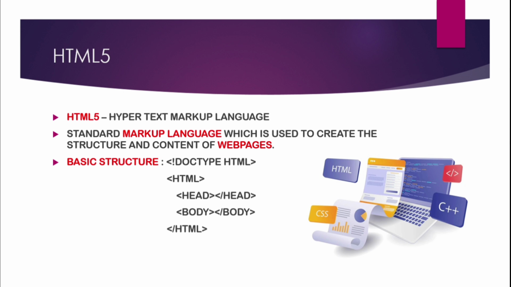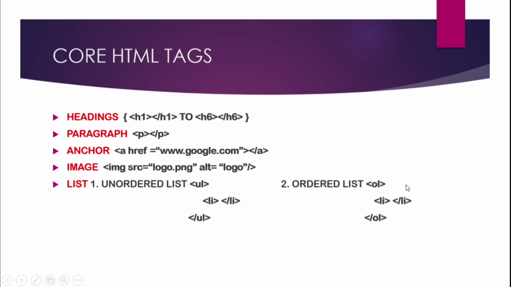Then we have the head tag, where we add our meta elements, as well as the title tag for the website. Then we have the body tag, inside which we will write all the HTML5 code that will be displayed in the browser, and we will end it with an HTML closing tag. So these are the core HTML tags that we have.